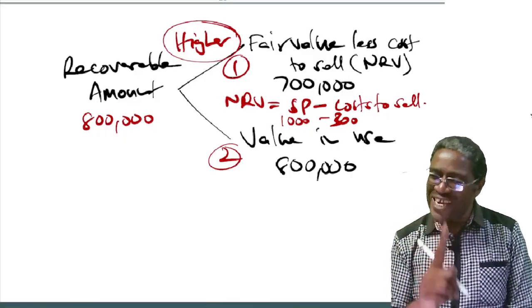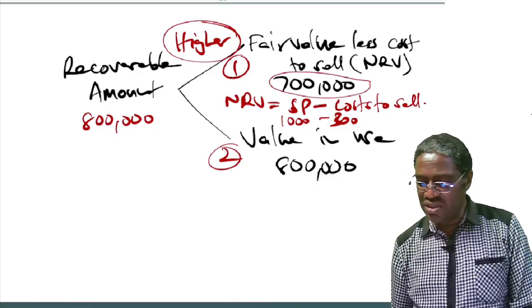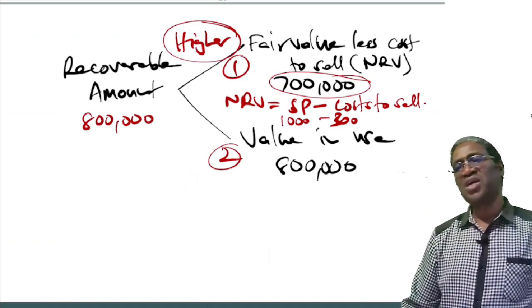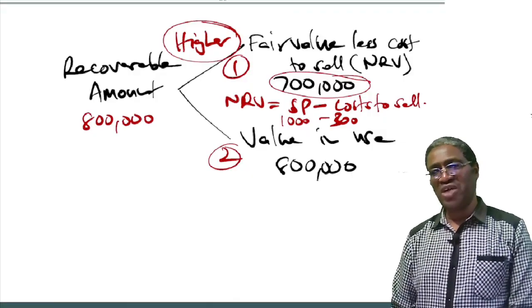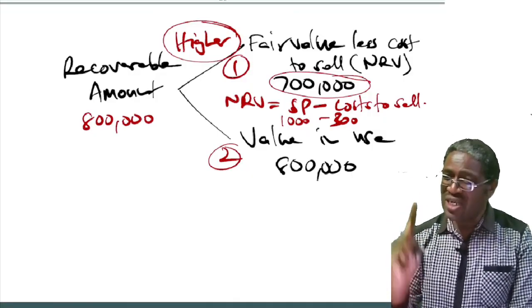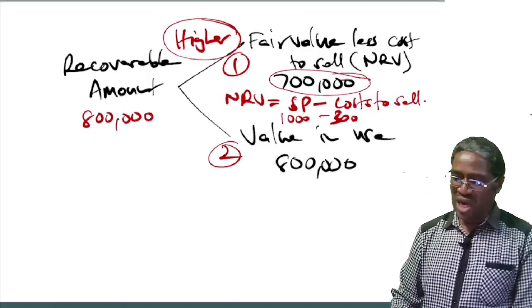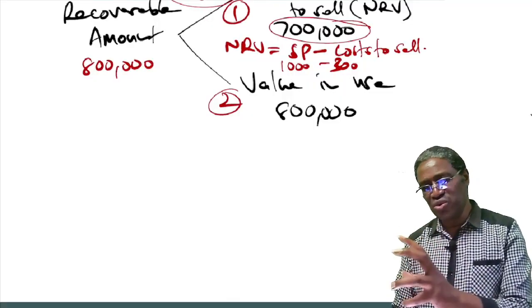So your net realizable value becomes 700. That's how we determine the amount we are calling the net realizable value. You take the selling price less cost to sell. Good. Now we go to the second amount, which is value in use.